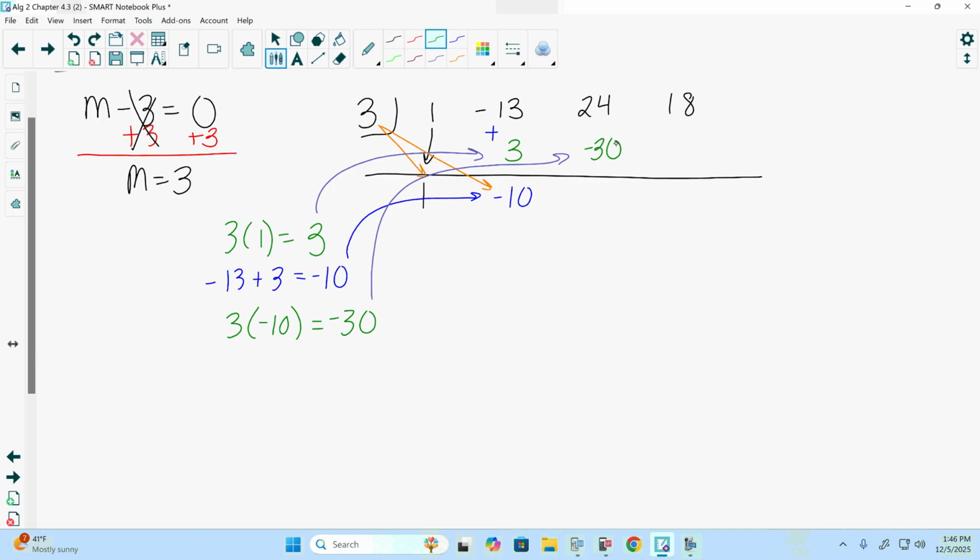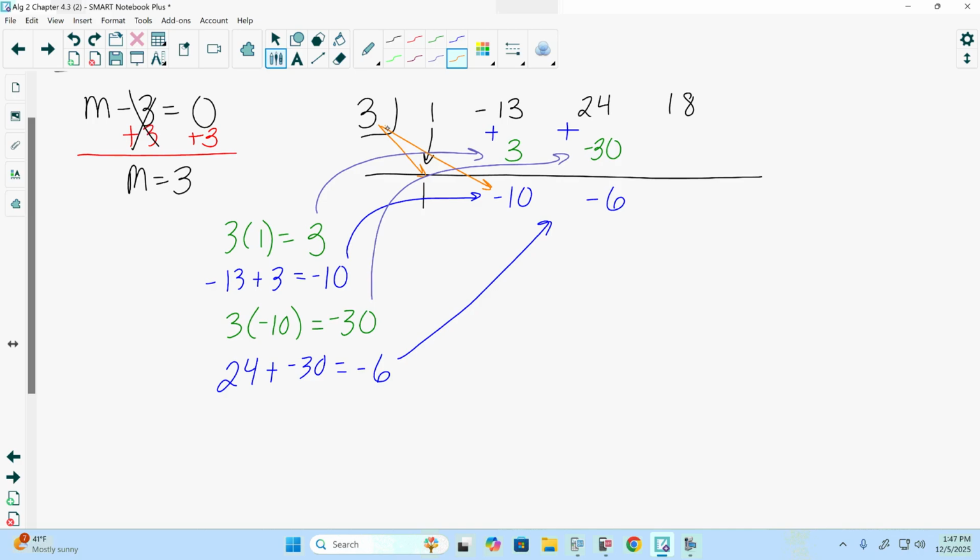And then we're going to add straight down. So we're going to have 24 plus negative 30. And 24 plus negative 30 is negative 6. And we put it below the line. Questions on this here before we do the next step?